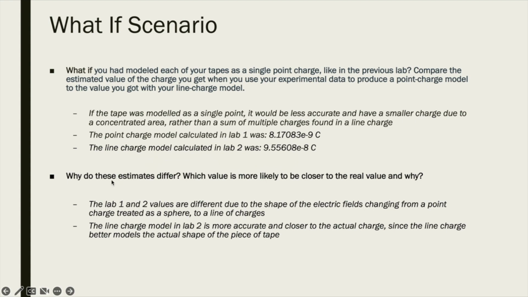And these estimates differ because the values are different due to the shape of the electric fields, which changes from a point charge treated like a sphere to a line of charges. And the line charge in model 2 is more accurate and closer to the actual charge, since this line charge better models the actual shape of a piece of tape.